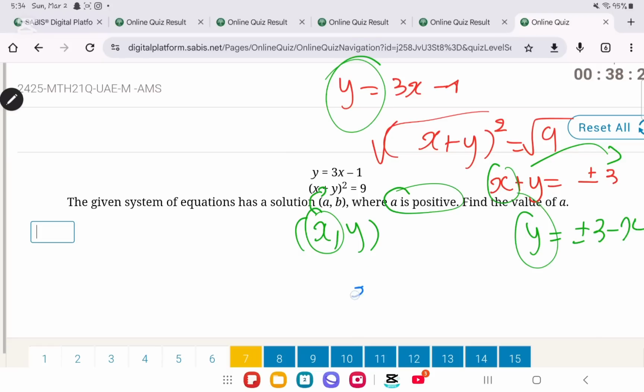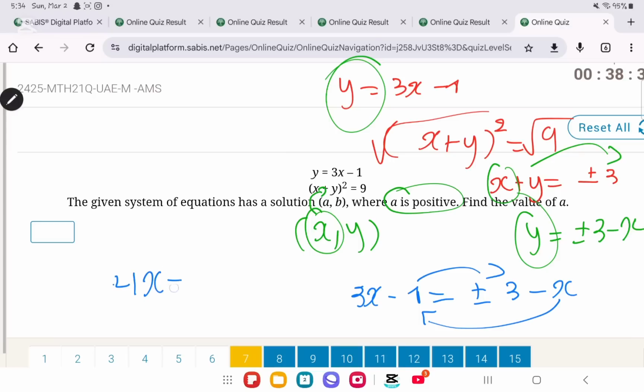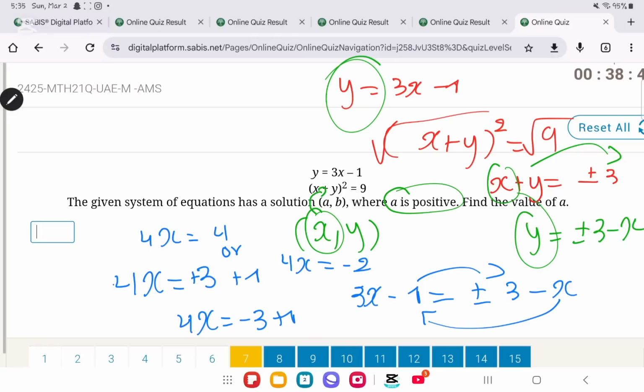So you're going to get 3x minus 1 is equal to plus or minus (3 minus x). So bring this here, you get that 4x is equal to either plus 3 plus 1 or minus 3 plus 1. So you get 4x is equal to 4 or 4x is equal to minus 2. Definitely you're going to choose this one because they need it to be positive, where A is positive. You do not select this, so you're going to take this, and then you're going to get that x is equal to 1.